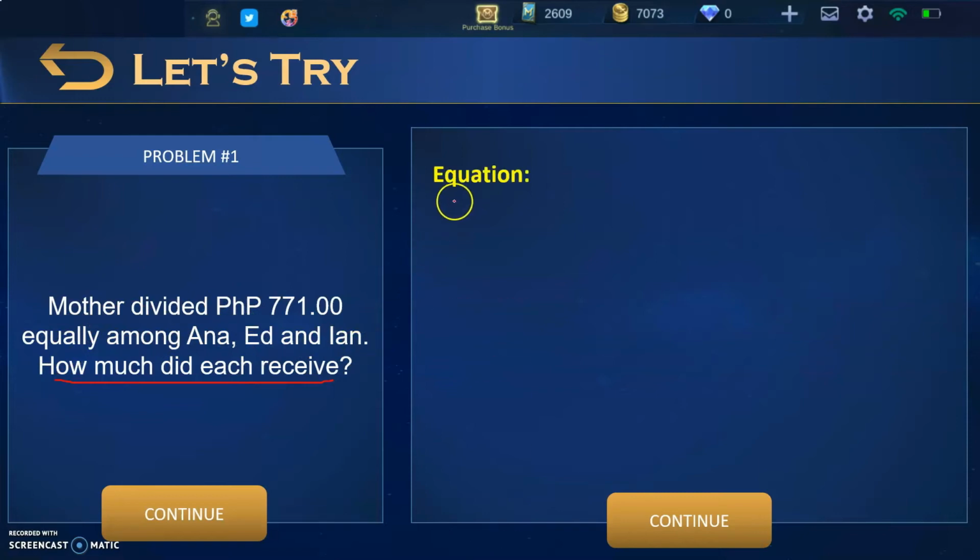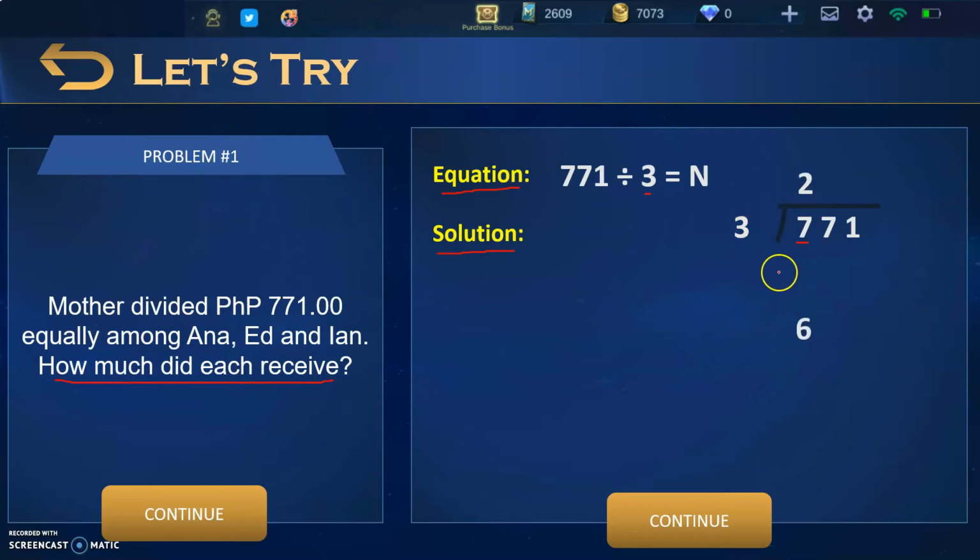So for our equation, it will be 771 divided by 3 is equal to n. So 3 will be Anna, Ed, and Ian. And now let's proceed to solution. So we'll solve now 771 divided by 3. Let's start with the highest place value. 7 divided by 3 is equal to 2. And 2 times 3 is equal to 6. Then subtract. 7 minus 6 is equal to 1. Then bring down 7.